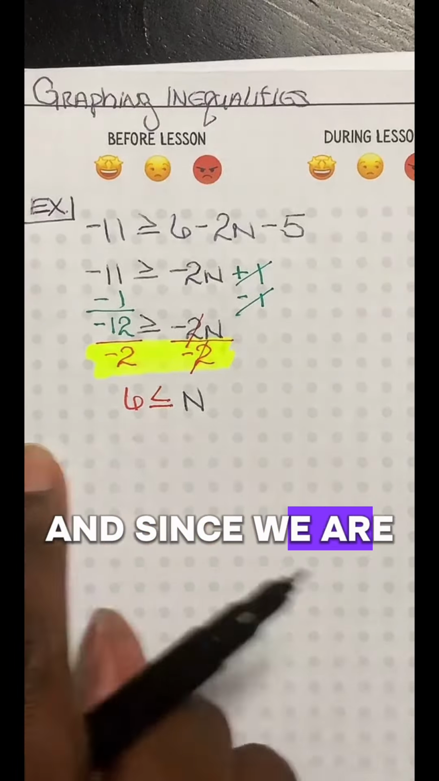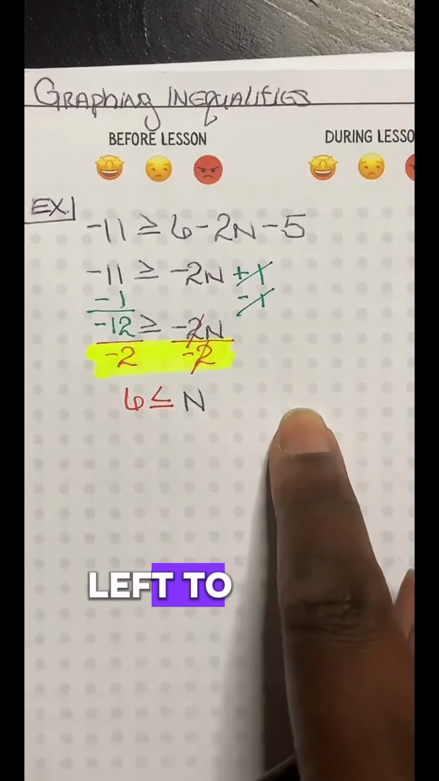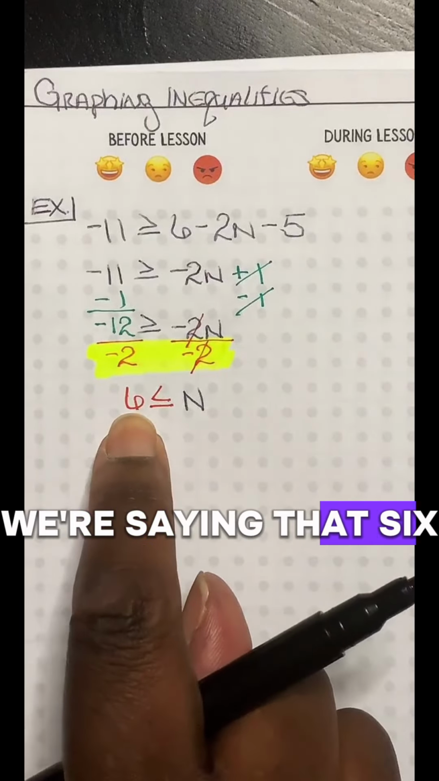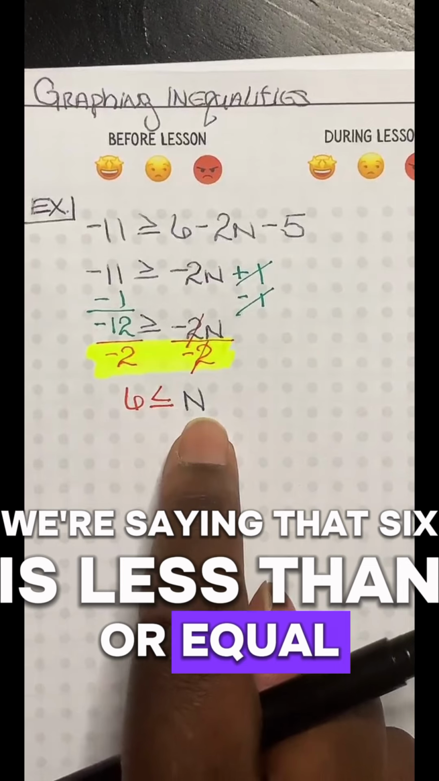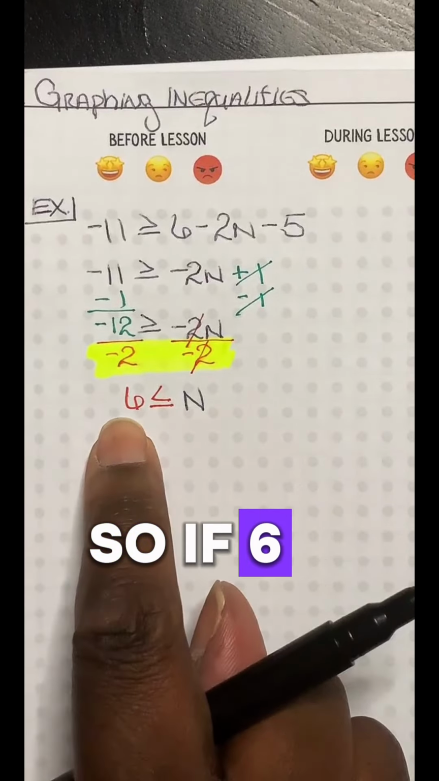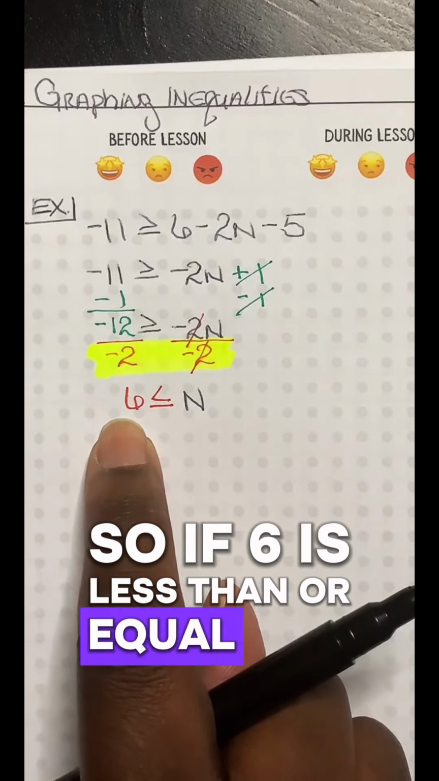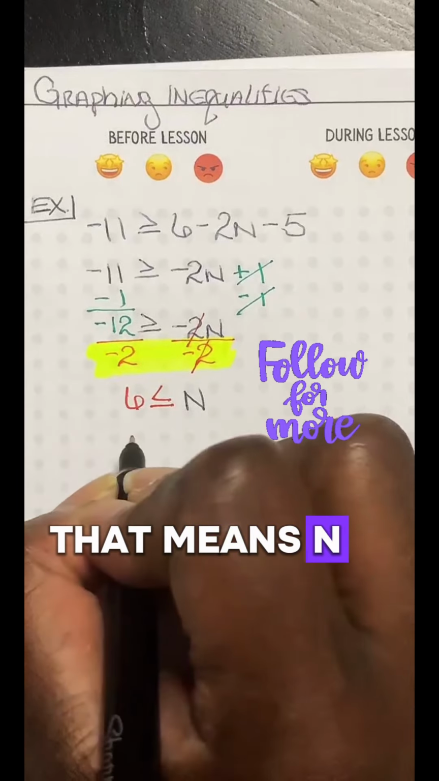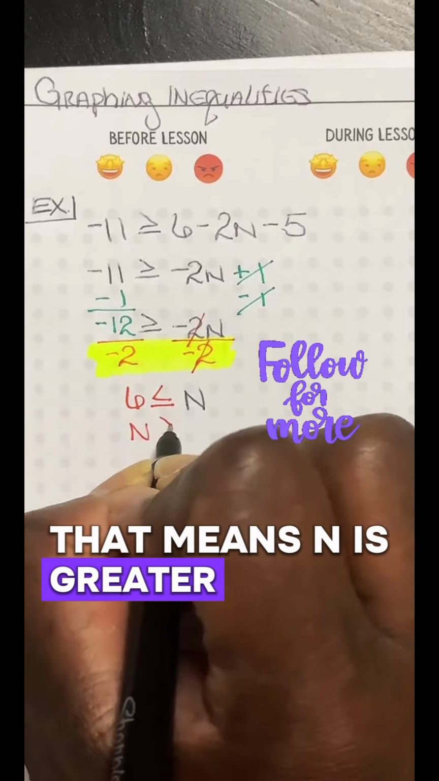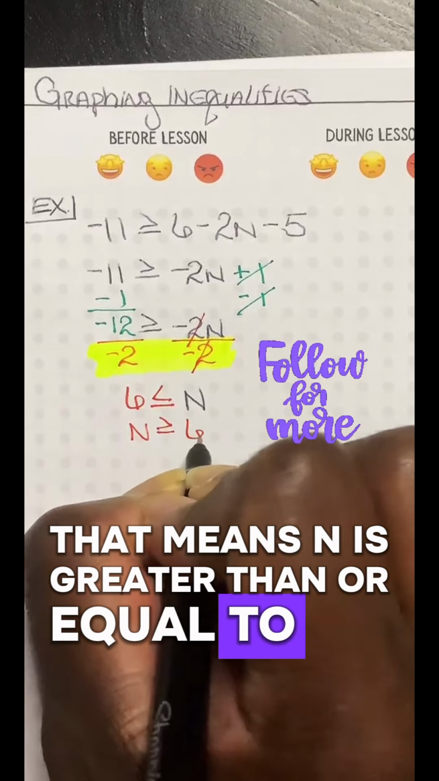And since we are so used to reading from left to right, we're saying that 6 is less than or equal to n. So if 6 is less than or equal to n, that means n is greater than or equal to 6.